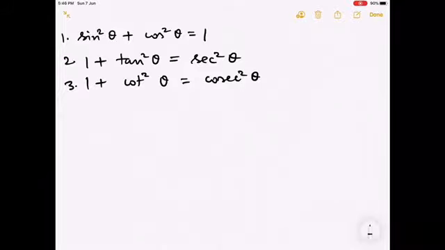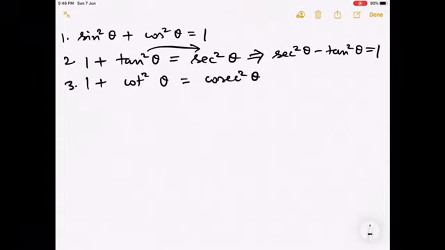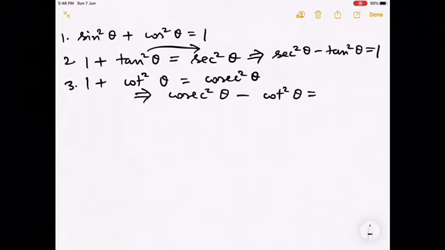For example, the second square relation in some other textbooks may be mentioned like this: sec square theta minus tan square theta is equal to 1. That is perfectly fine, because if we shift the tan square to the other side, it will become minus. So in a particular question, if you get sec square theta minus tan square theta, you can write 1 instead. In the same way, the third relation can also be written as cosec square theta minus cot square theta is equal to 1.